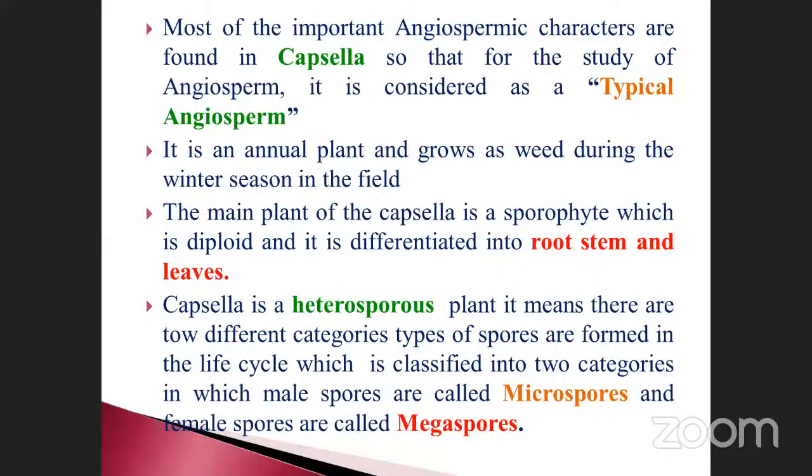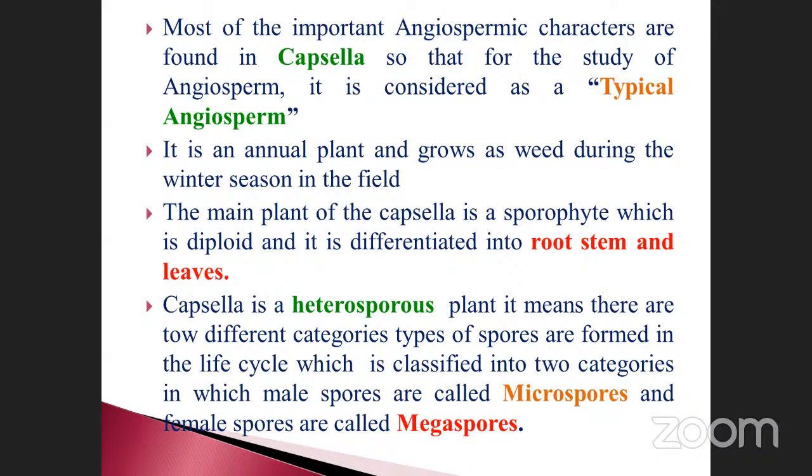Most of the important angiosperm characters are found in Capsella. Why is it called a typical angiosperm? That's why an explanation is given here: because most of the important angiospermic characters are found in Capsella, it is considered a typical angiosperm for the study of angiosperms. Many times I have asked, typical angiosperm example: Capsella. Why? Because the important angiospermic characters are found in it, that's why it was chosen for studies. It is an annual plant and grows as a weed during the winter season in the field.